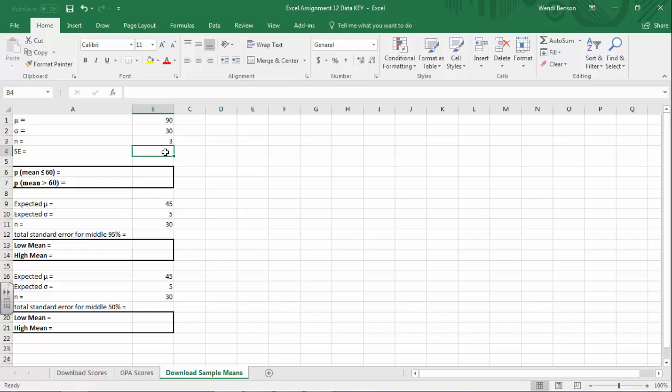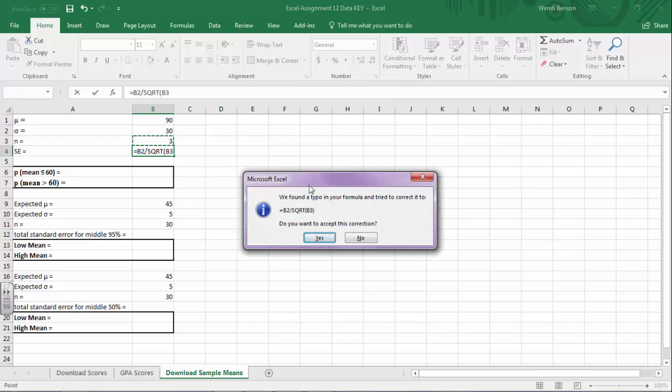And that's what this space is for here. So we're going to do equals. Remember, the standard error is equal to the standard deviation divided by the square root of the sample size. So we're just going to do that here. Equals 30, our standard deviation, divided by square root, double click it, of our sample size of 3. Hit enter. Yes, we want to add the parenthesis.